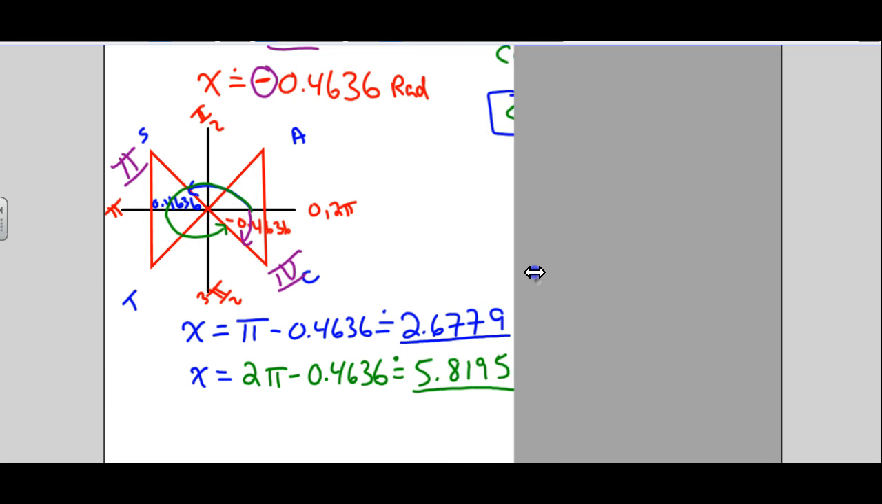And if we work those out, in this case, I didn't quite reach pi, so I'm pi minus that 0.4636 around the circle, which is approximately 2.68. And then the second angle comes all the way down to here, doesn't quite reach the 2 pi, so 2 pi minus that will give us our second angle in radians.